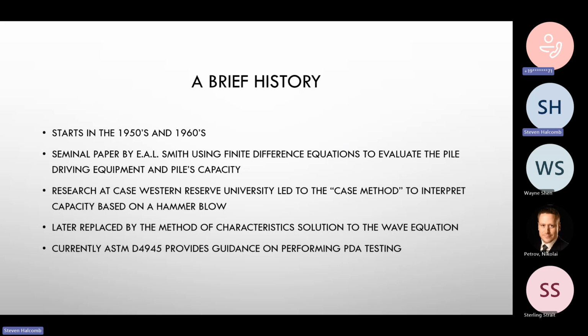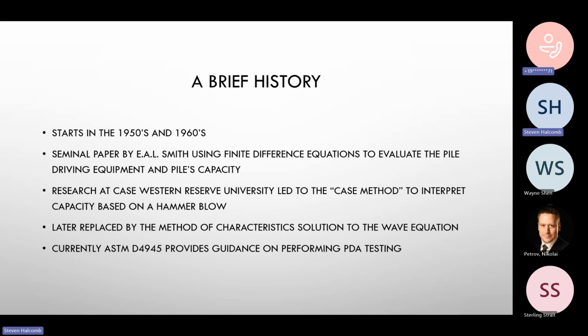Smith wrote kind of the first early version of a program for the computer to discretize the pile and run through the finite difference equations for the wave equation. It's a fourth order differential equation that we're solving for. And so discretizing with finite difference allows you to solve that with all the different inputs.